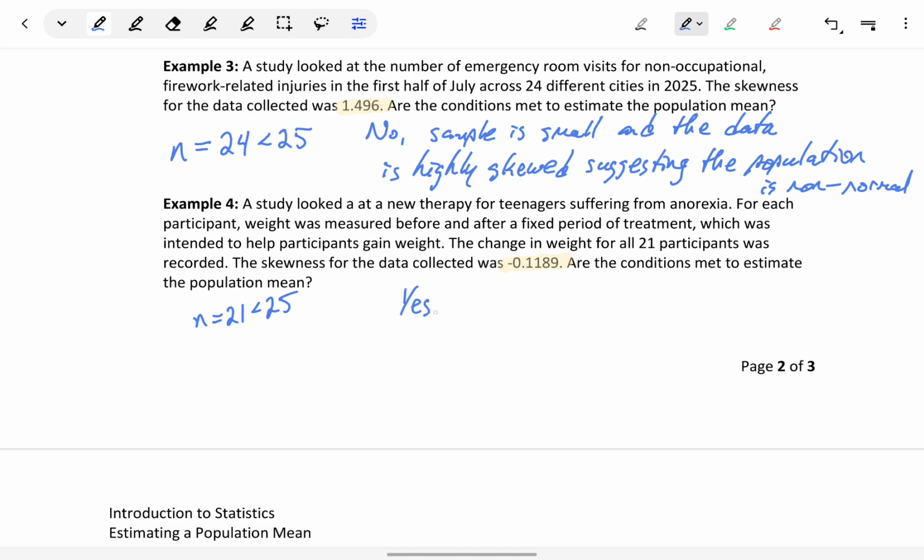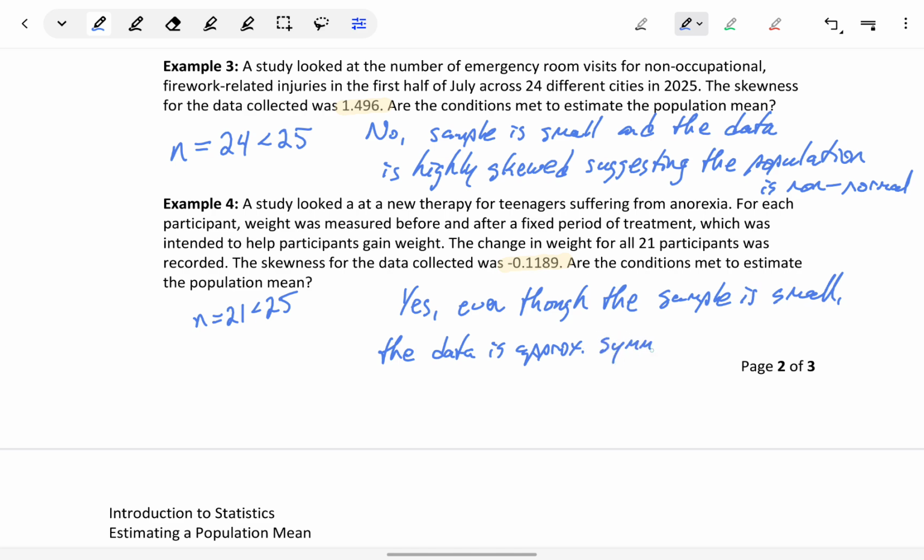So yes, in this case, the conditions are met because even though the sample was small, the data is approximately symmetric, suggesting it comes from a normally distributed population.